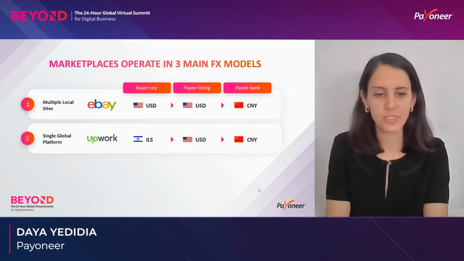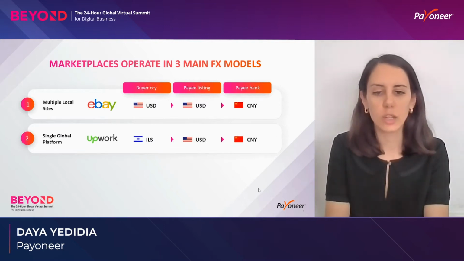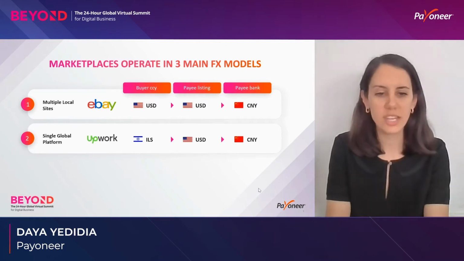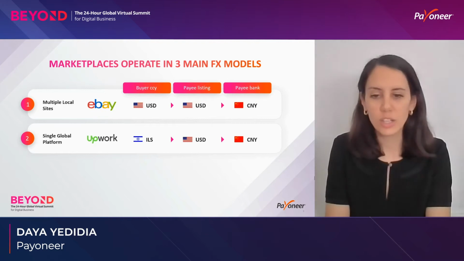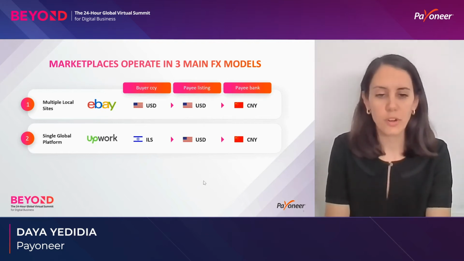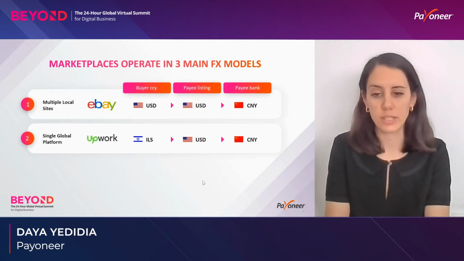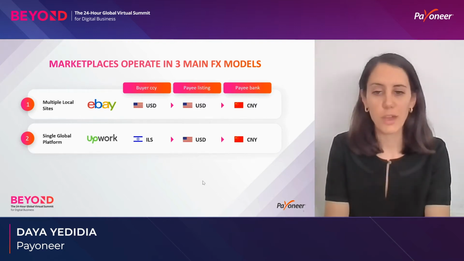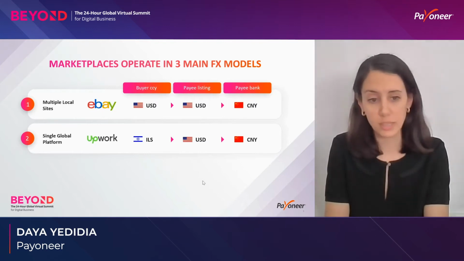The second flow is the single global platform flow, where unlike the first model, here the marketplace only operates one platform with a single marketplace currency. Let's take Upwork as an example. Upwork operates a site in a single currency, USD. From the freelancer end, they have to list their prices in USD and eventually convert to their local currency at payout. From the buyer's end, buyers can purchase in their own local currency. Funds are then converted back to USD.